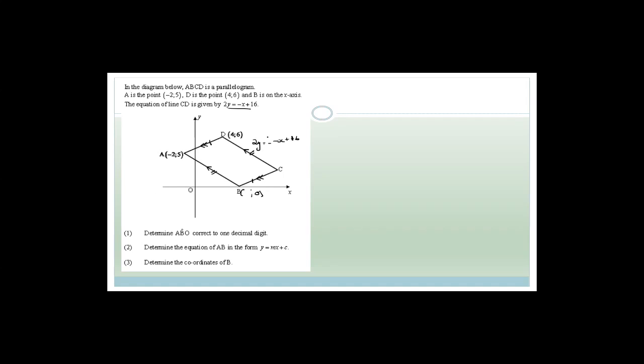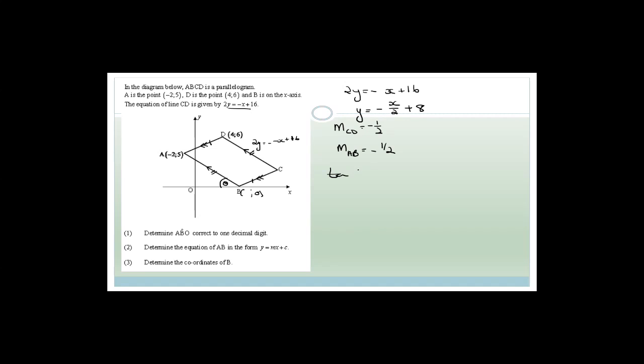Do you agree that to get that angle, ABO, we need the gradient of AB? To get that angle theta, we need the gradient of AB. But we've been told this is a parallelogram, and one of the things they gave us was the equation for the line CD, which is parallel to AB. This equation doesn't look like anything nice, but we know it is the equation of a straight line, so we can rearrange. 2y is equal to minus x plus 16, therefore y is equal to minus x over 2 plus 8. So what is the gradient of CD? The gradient of CD is minus a half, and that's exactly what the gradient of AB is. So the gradient of AB is negative a half.